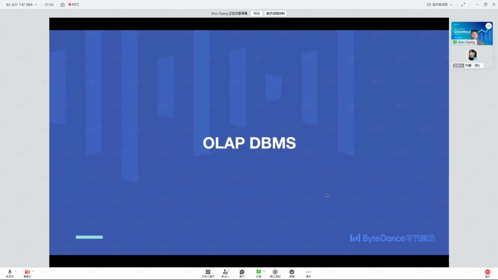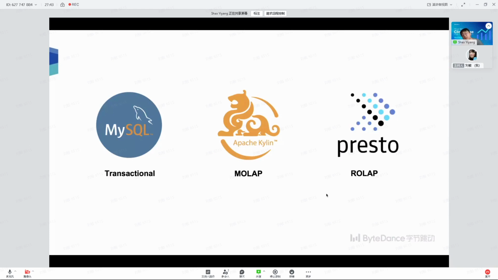To solve this use case, people started to develop dedicated DBMS for analytics. Actually, starting from the beginning, people were just using a normal transactional database like MySQL and trying to do some add-on development work to make it usable for analytics. Then we have dedicated DBMS like Kylin and Presto.